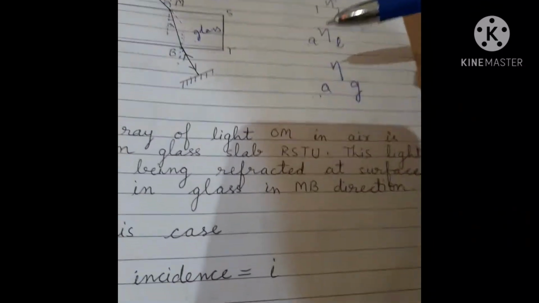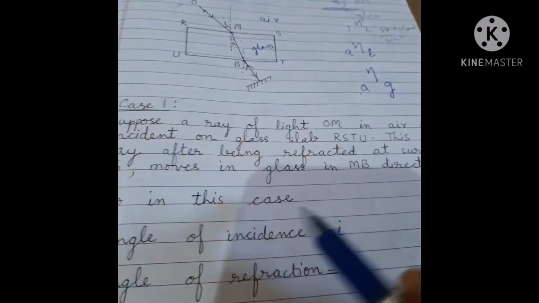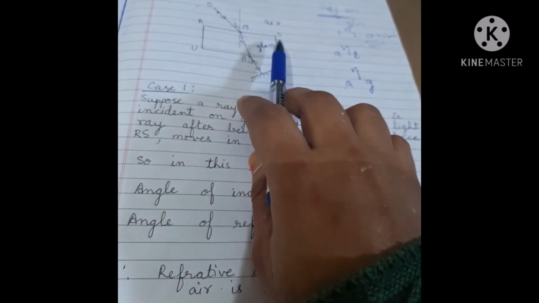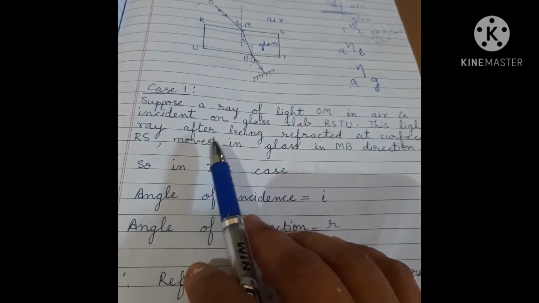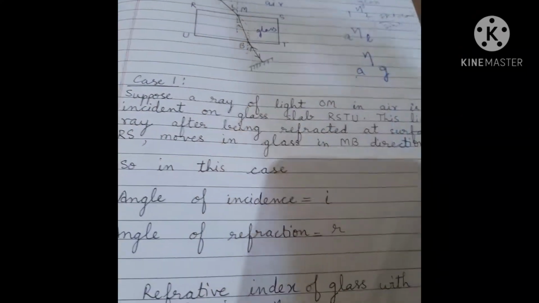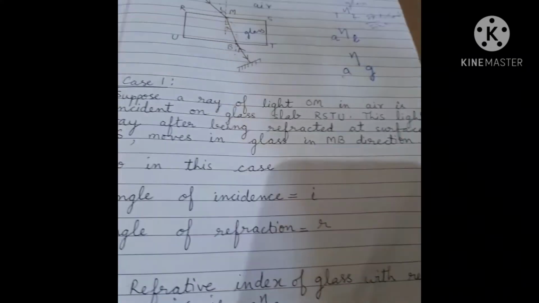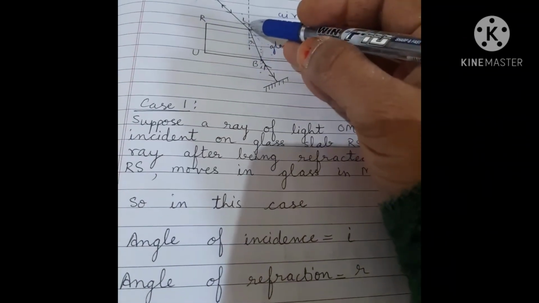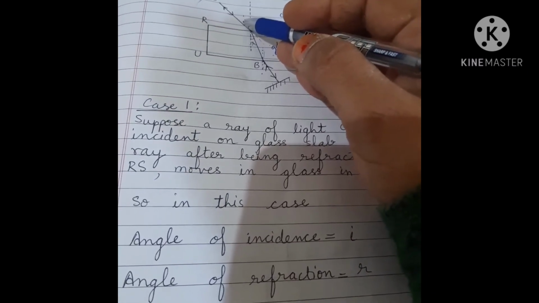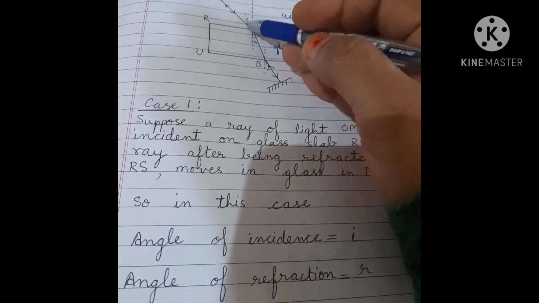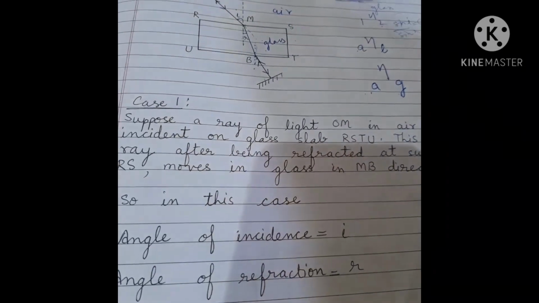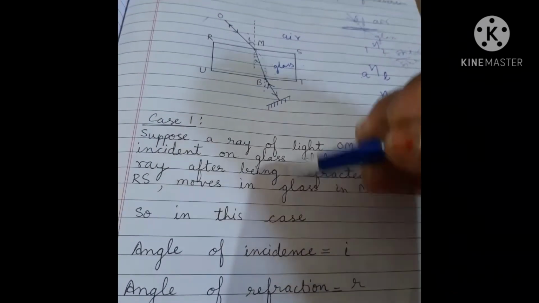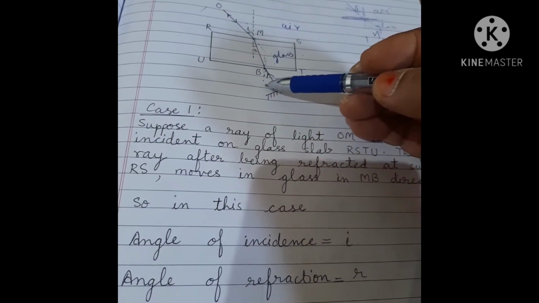RSTU. This light ray, after being refracted at surface RS, moves in glass in the MB direction. In this case, this is the angle of incidence, because it is the angle made by the incident ray with the normal. So the angle of incidence is I and the angle of refraction is R.